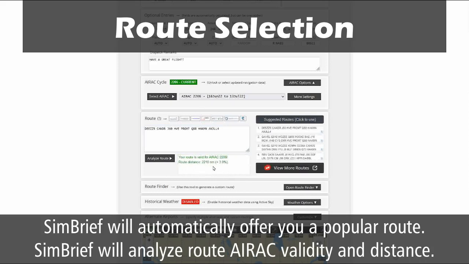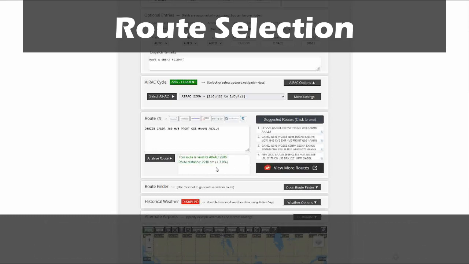And it'll also tell you your route distance, 2210 nautical miles plus 3%. So this route is 3% longer than the direct distance between these two airports, which is a pretty reasonable route. You won't usually get too much less than 3%. You may get a lot longer, but there's almost always some departure and arrival procedure that adds a little bit of extra distance between the airports. But this allows you to compare different routes and see how they compare.